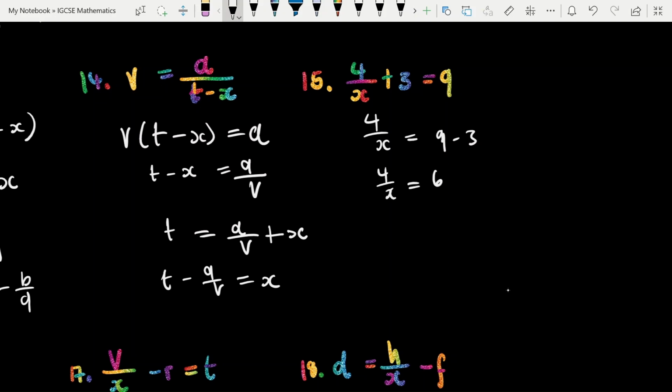Once it's like this, then I can take x to the other side, okay? My denominator, because it's the denominator, I take it to the other side. So 4 is equal to 6 times x, which is 6x. Then now I need to make x the subject by taking everything which is not x to the other side. 4 over 6 is equal to x. Oh, beautiful. Beautiful. Amazing. Let's go to the next one.